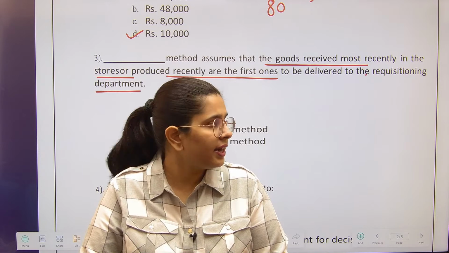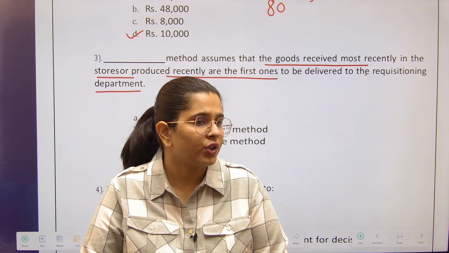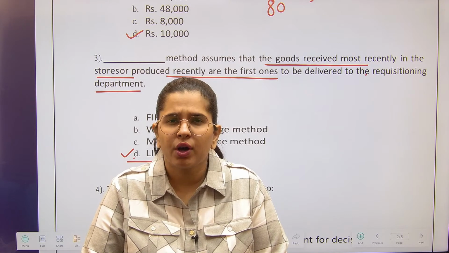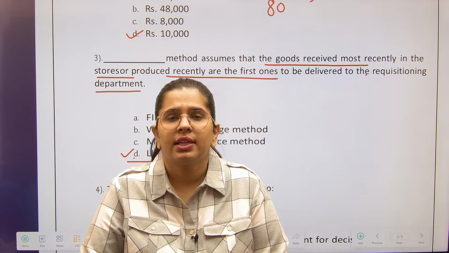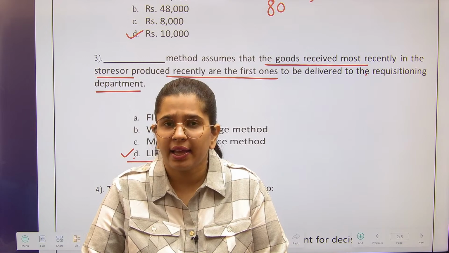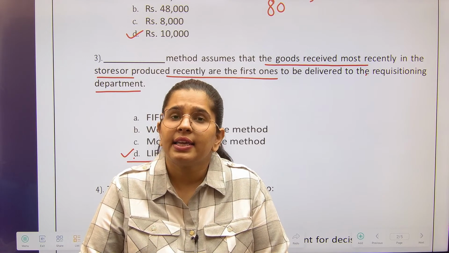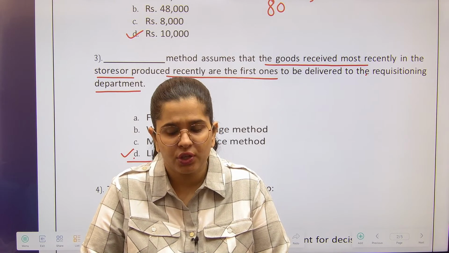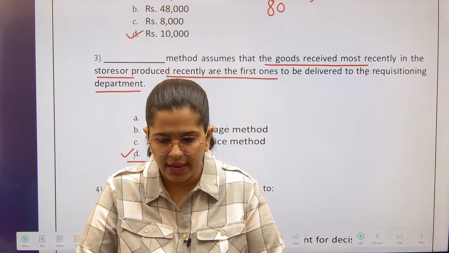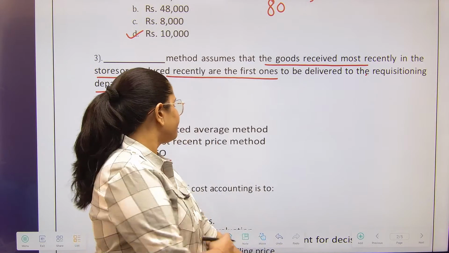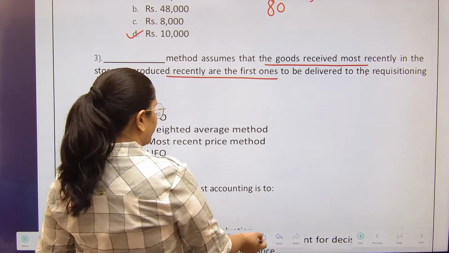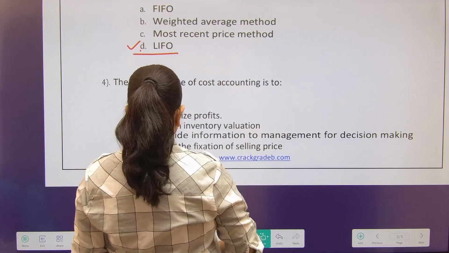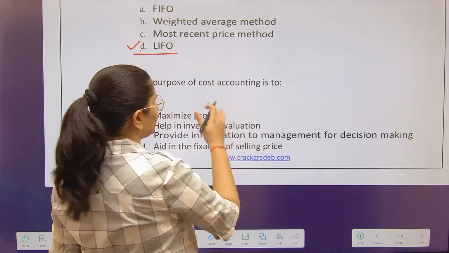So LIFO method it is, and this is not a very good method because it ignores the inventory which is already there in your stock, and that keeps on piling up and hence leads to a lot of wastage. Therefore, this is not an advisable method. Next. So I have taken this question.